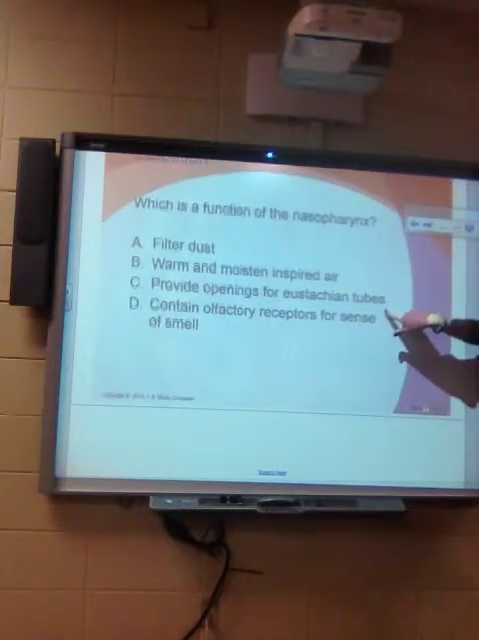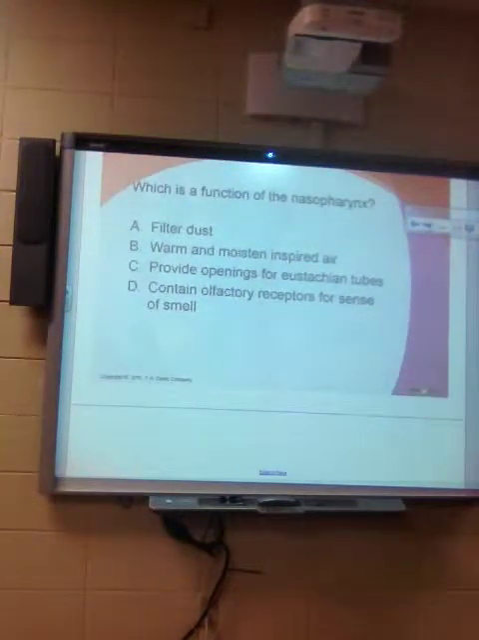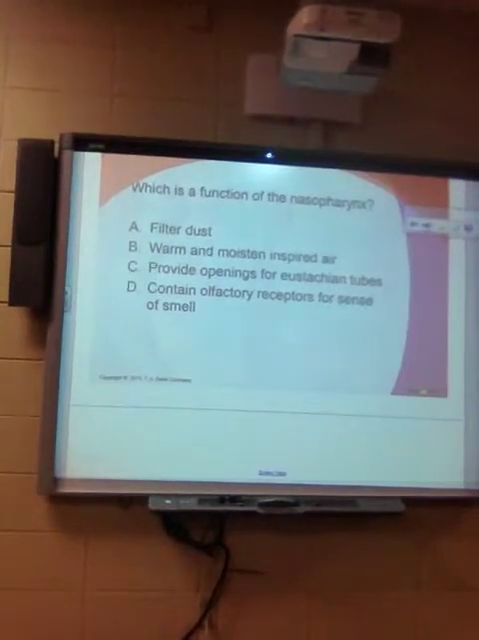So nasopharynx, what is its function? What does it do? Nasopharynx, what does it do?